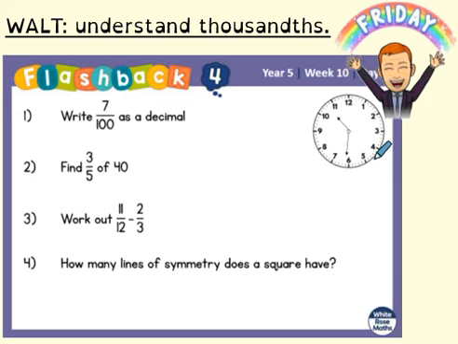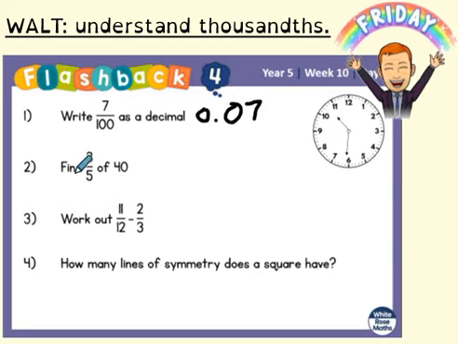Let's go through the answers to these questions. Question number 1, write 7 hundredths as a decimal. So again, we've looked at hundredths and tenths over the last couple of days. I'm looking at 7 hundredths. You're picturing that 100 square. You're imagining 7 of the squares shaded in. Writing that as a decimal, it would be 0.07. The place value headers, remember, the one after the decimal point is the tenths. The one after the tenths is the hundredths. So the digit 7 appears in the hundredths column.